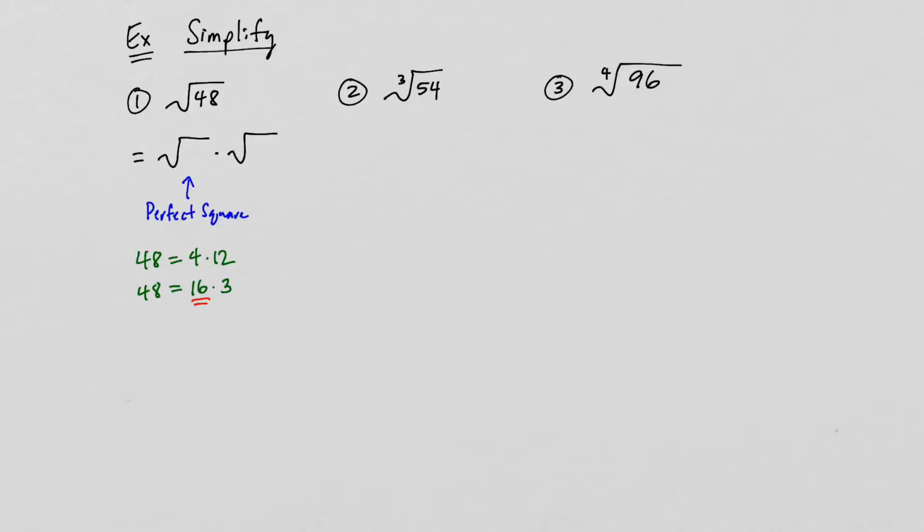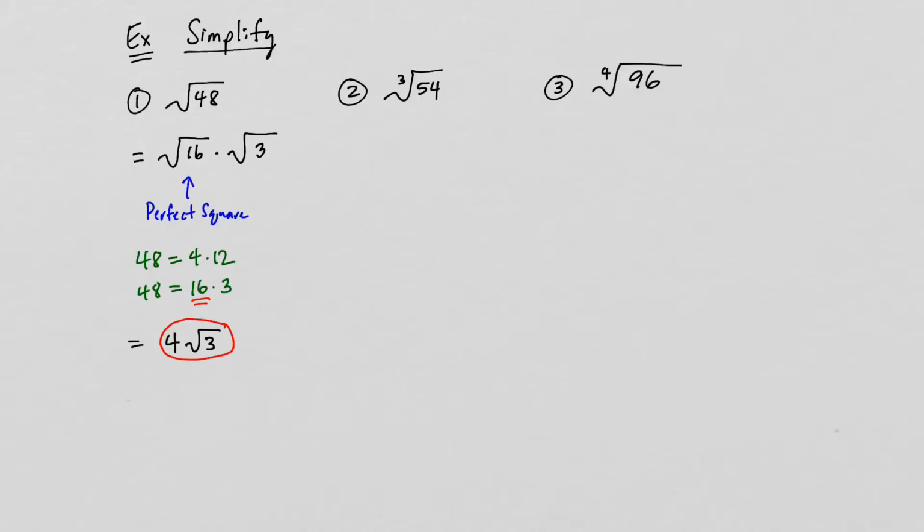So we're not just looking for the perfect square factor of the number, we're looking for the largest perfect square factor of the number. And so if we break this apart into the square root of 16 times the square root of 3, we can then go ahead and take the square root of 16, which is 4, and then times radical 3. And so the square root of 48 is 4 times the square root of 3. And so notice that we took our radicand, which used to be 48, and we made it as small as possible.